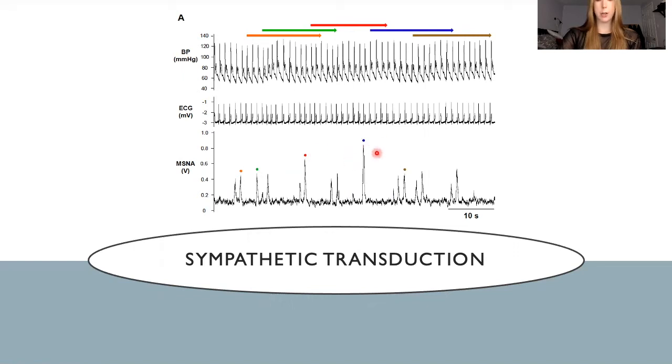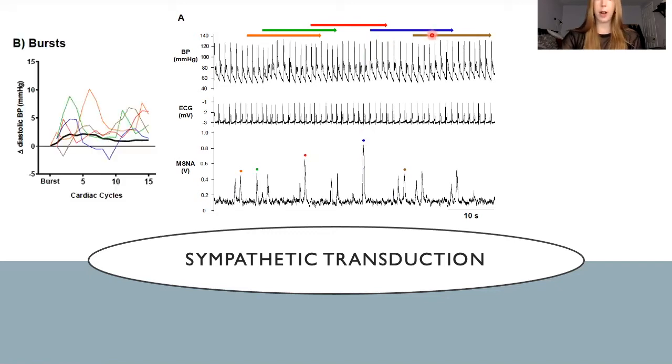If we look at this large burst marked by a blue dot, there's a blue arrow on the blood pressure tracing associated with it. And we can graph these changes as seen here on the left.